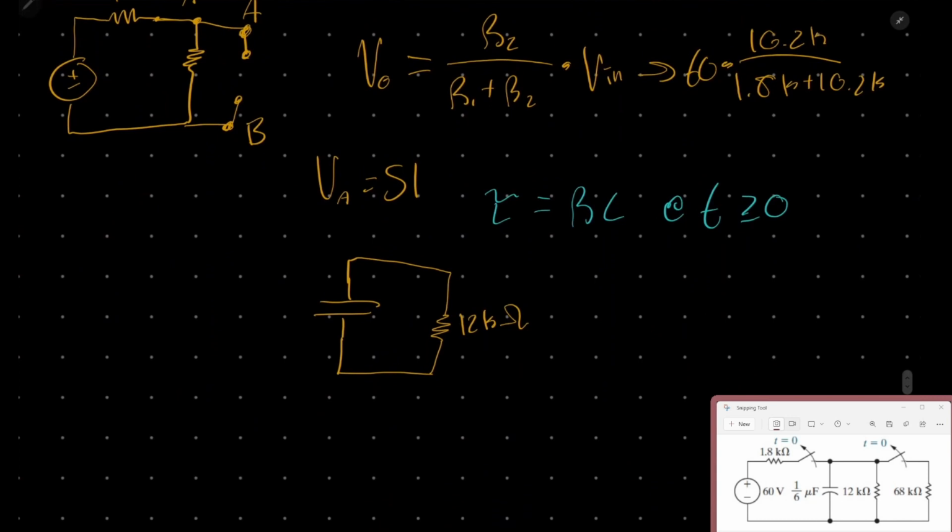So all we have to do is simply multiply 12K by 1 over 6 microfarads, which is 1 over 6 times 10 to the power of negative 6, and we get tau is equal to 0.002.